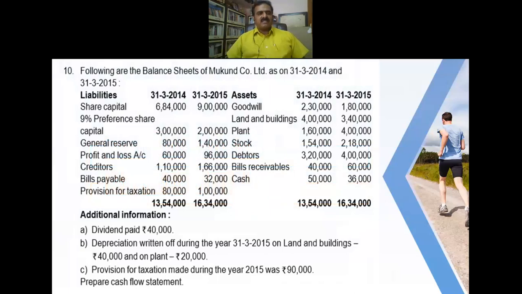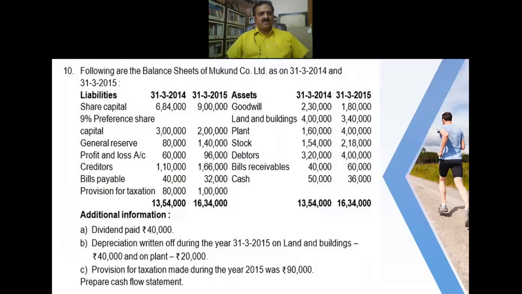Let us understand this kind of question. It was given in a question paper. The two balance sheets of Mukund company are given for the years 2014 and 15, and liabilities and assets are clearly mentioned. Under the liabilities, you have share capital, preference share capital, general reserve, profit and loss account, creditors, bills payable and provision for taxation. And on the asset side, you have goodwill, land and buildings, plant, stock, debtors, bills receivable and cash.